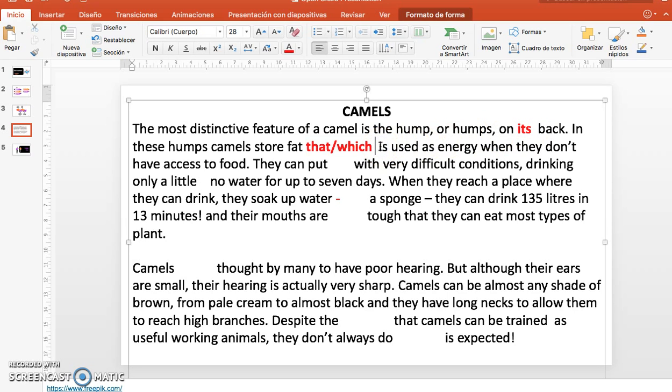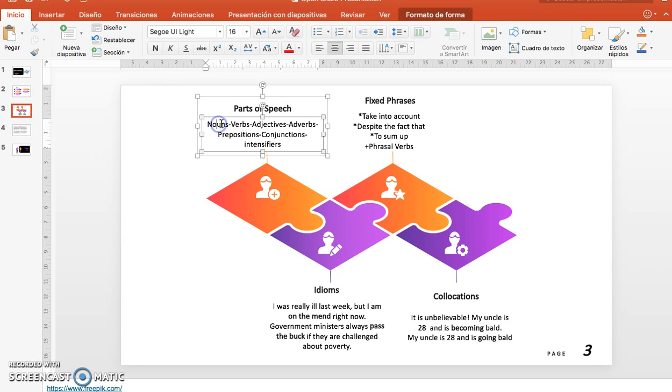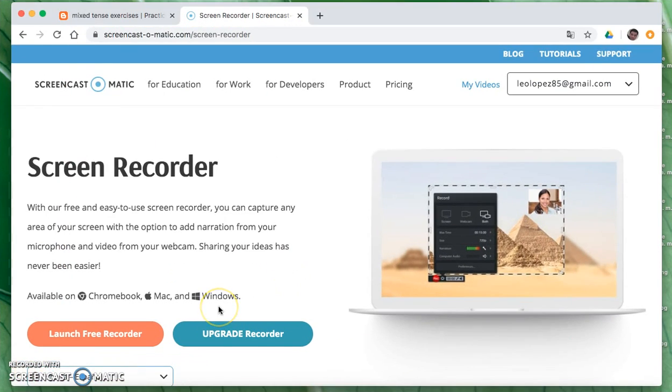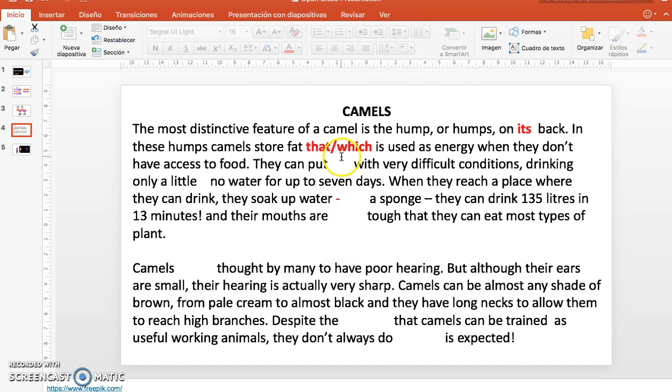Here, that or which work as connectors, but we must have clear that that and which are in fact pronouns. They are called relative pronouns: that, which, who, and whom. Those are relative pronouns, that is the actual name of those words. So let's continue. In these humps, camels store fat that or which is used as energy when they don't have access to food.